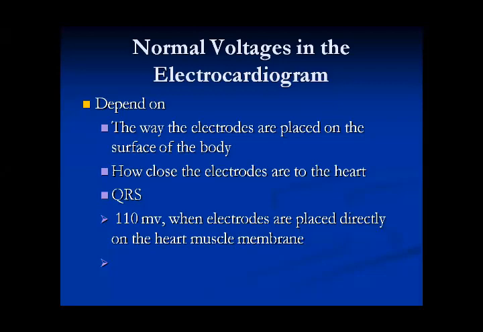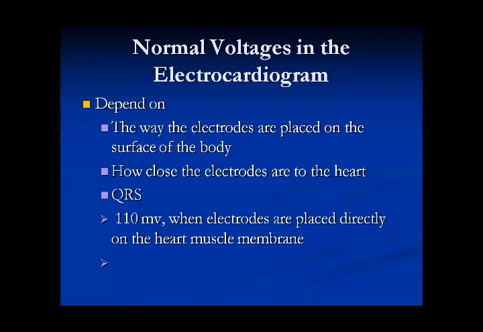So the normal voltages in the electrocardiogram would depend upon the way the electrodes are placed on the surface of the body and how close the electrodes are to the heart. Now, if we take the example of the QRS complex, which would show us the highest voltage, if the QRS complex is taken when the electrodes are placed directly on the heart muscle membrane, its potential would be 110 millivolts, which is a very high voltage, right?